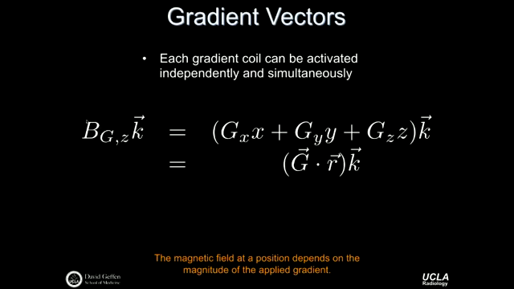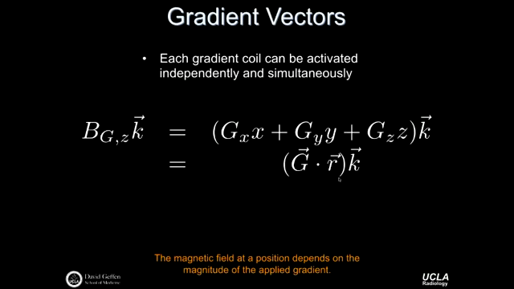And so we can write a vector expression for this whole thing as well. We know that the B field that's generated is only along the z direction, so we can add a vector direction here. And it's just the sum of the gradient components and their positions, which really just ends up looking like a dot product, right? We have now a gradient vector whose components are the magnitudes of the applied gradients in the x, y, and z directions. And that's just dotted with the spatial position that we care about.